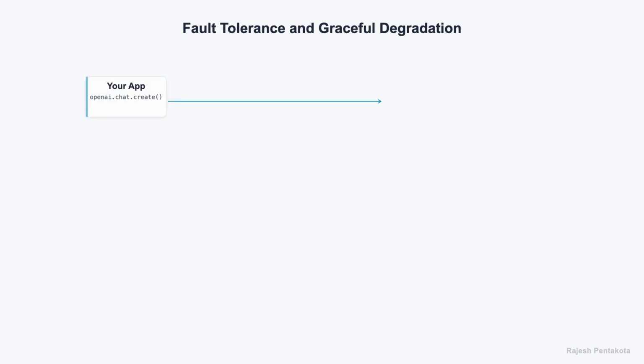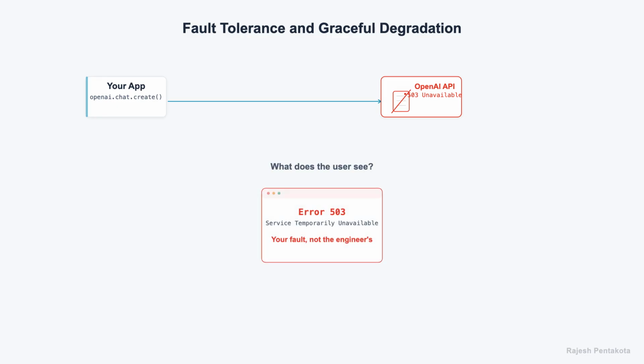Your app calls OpenAI, and the API is down. What does the user see? If you haven't thought about this, they see a blank screen or a raw error code. That is your fault, not the engineer's.